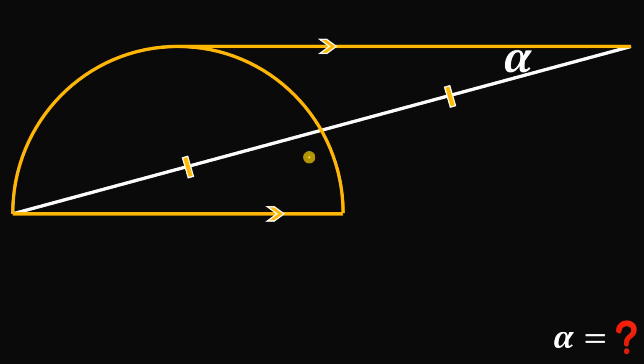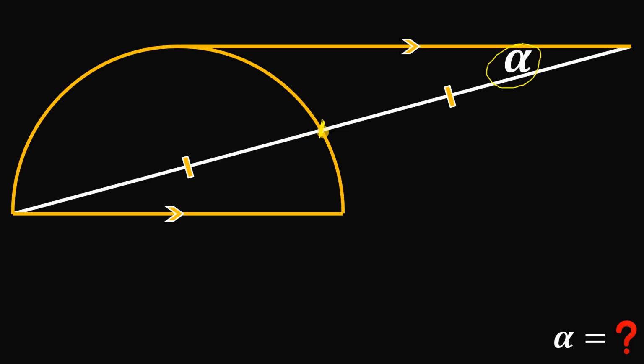Alright. Now, given this information, wherein this point divides this white segment evenly, and this tangent segment and the diameter of this circle are parallel, then our goal is to find the measure of this angle, alpha. Now, to answer this kind of question, we will use the important points. And the first important point must be this point, wherein this point divides this white segment evenly.